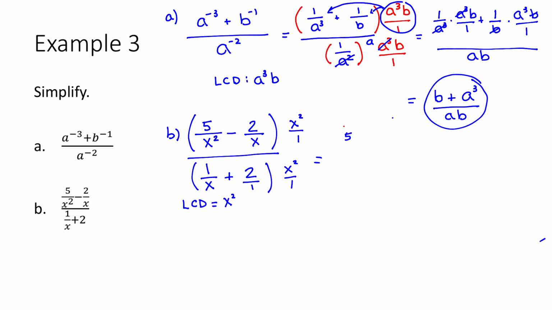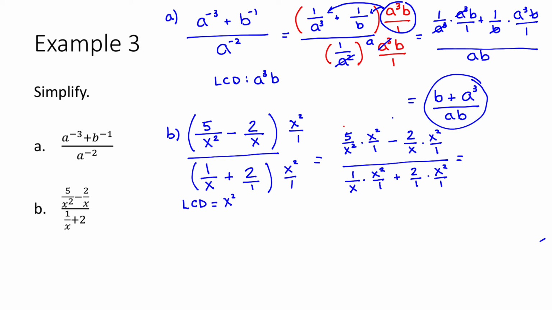So I have 5 over x squared times x squared over 1, minus 2 over x times x squared over 1. And in the denominator, it's 1 over x times x squared over 1, plus 2 over 1 times x squared over 1.